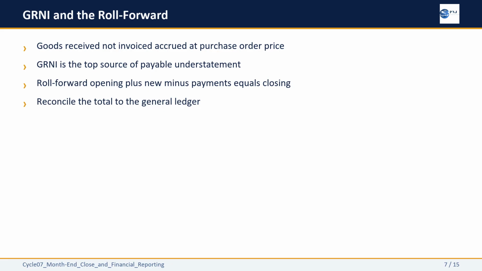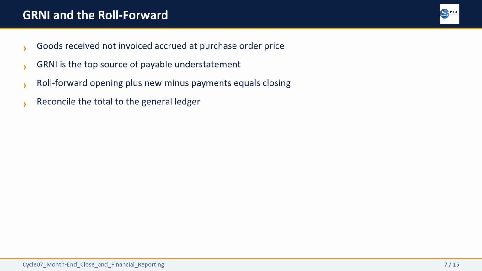Let me single out one accrual that trips companies up constantly. Goods received not invoiced, which we shorten to GRNI, covers items you have physically received but where the vendor invoice has not yet arrived. You accrue it at the purchase order price from the goods receipt note.